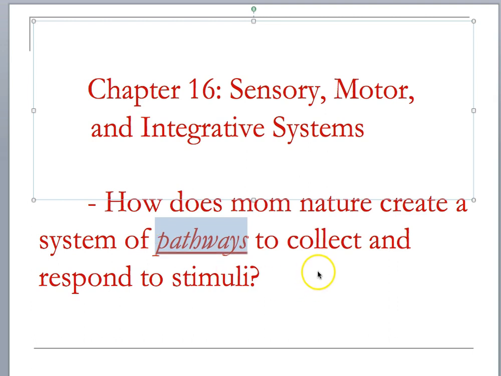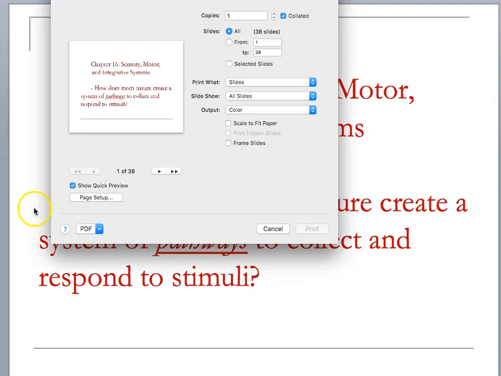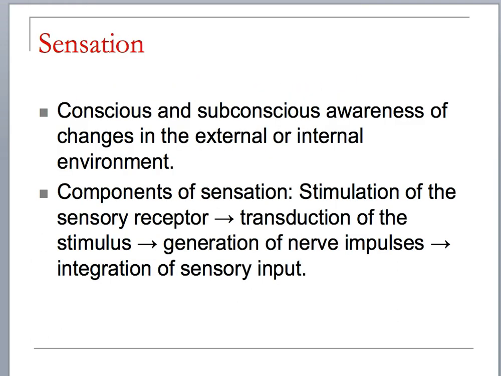There we go. Okay, and those pathways ascend and descend. So let's get to work. Let's think about sensation first. Sensation comes in two forms. There's the conscious form. Go ahead, pinch yourself. And then there's a subconscious form, where you are aware of changes in the external and the internal environment.